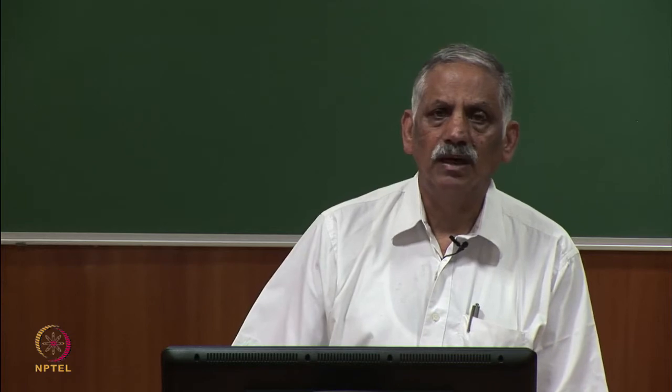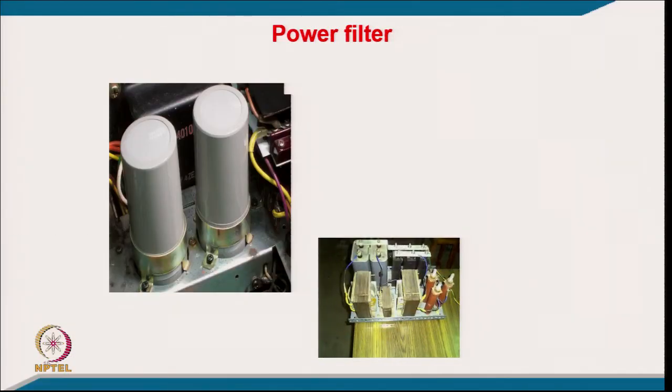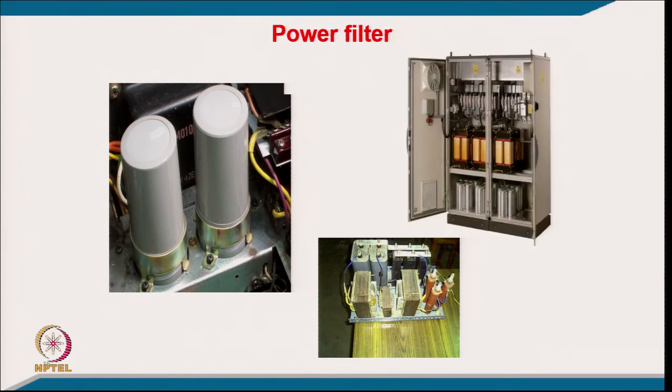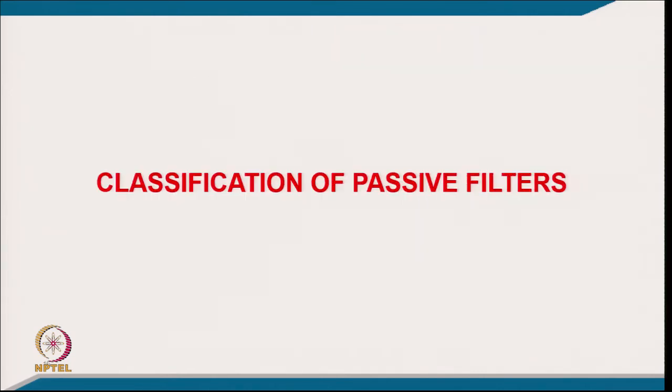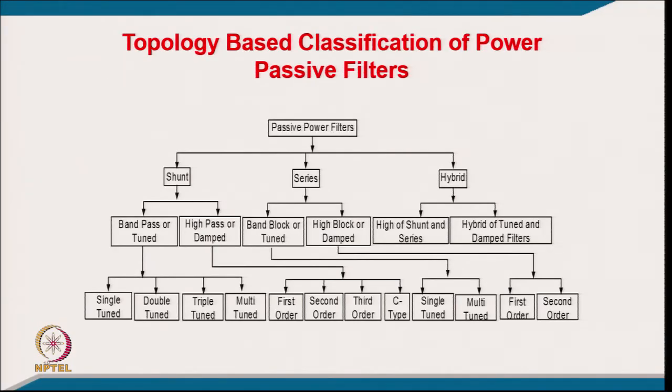Right. Well, in a passive power filter we normally use AC capacitors and reactors or inductors in general, and this is typically the configuration of an assembled passive filter, which has capacitors and reactors. Coming to the classification of passive filters, they are classified based on topologies, connections and number of phases, and this is typically how you can think about the classification of passive power filters.